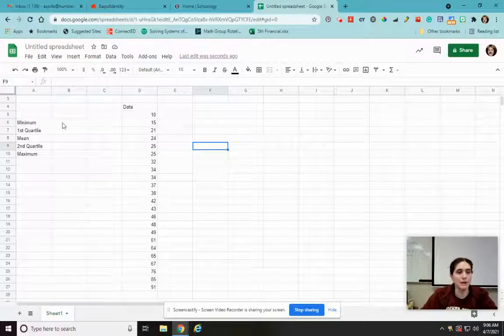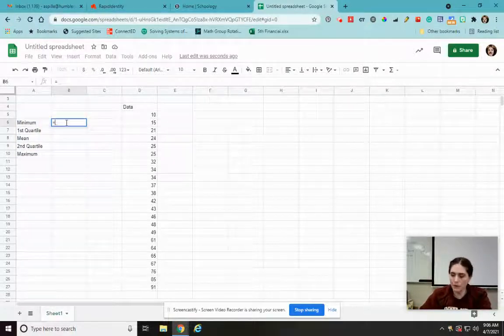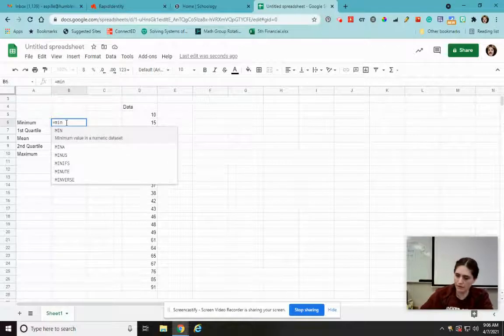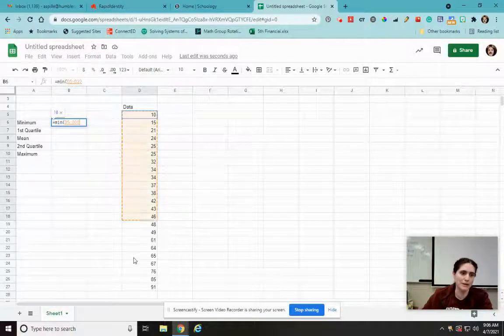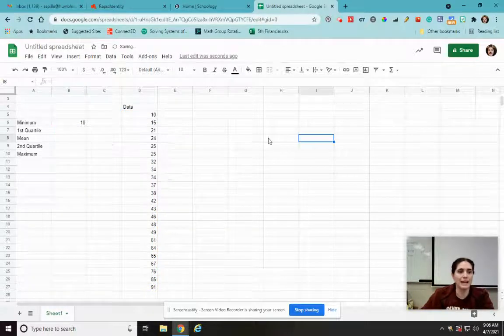The first one is the minimum value, which is the lowest one. That's easy enough. I'll just type it right in here. Minimum. The formula for that is just equals MIN, open parentheses. I highlight my data. Since we sorted it, I can actually just pick that out. But if you hadn't sorted it, it would be different, right? If I had sorted it, I could just look, oh, my smallest number is 10. For the maximum, oh, look, my maximum is 91. It's that easy because I sorted it.